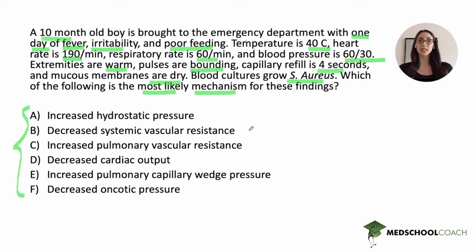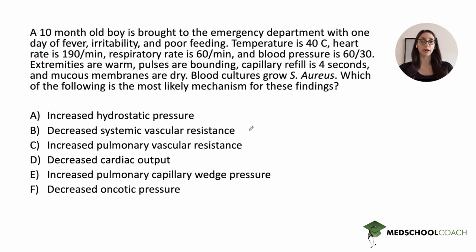So putting these pieces together, we have a young infant, 10-month-old, with fever, irritability, tachycardia, tachypnea, and hypotension, with physical exam findings notable for warm extremities, bounding pulses, delayed cap refill, signs of dehydration on exam, and bacteremia. So putting all these pieces together, this presentation is concerning for septic shock. So let's talk a little bit about septic shock.